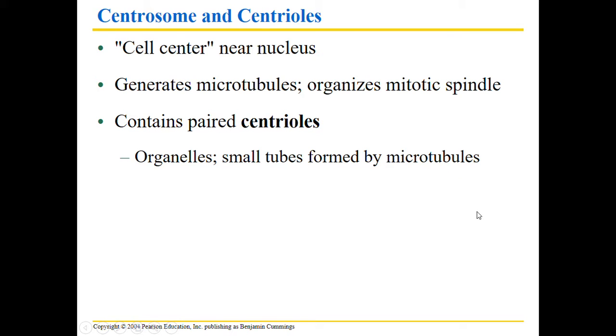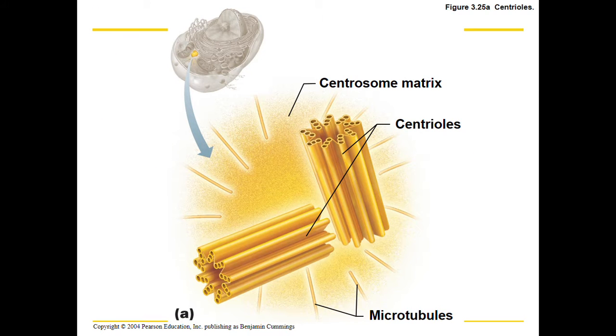Then we have centrosomes and centrioles, which are very important for cell division. They organize the mitotic spindle, which we'll look at when we talk about mitosis, and they help us get exact copies of DNA to 2 new cells. Here's an example. Again, we'll talk about this a lot more later.